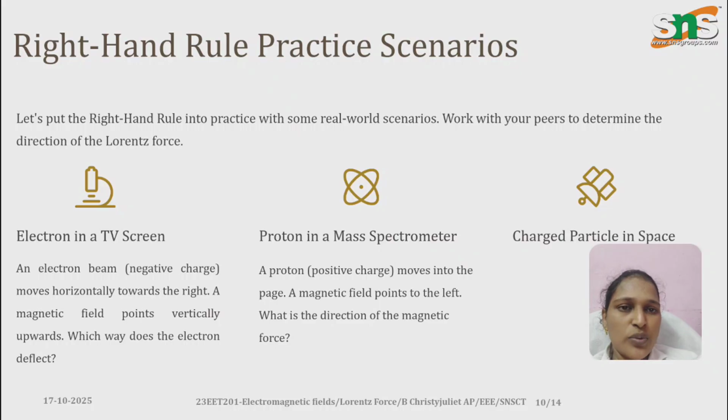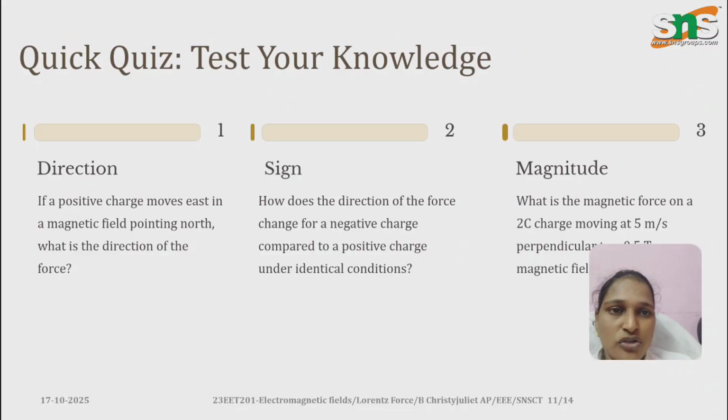We can visualize this with the help of an electron in a TV screen, in which an electron beam moves horizontally towards the right, through which we can easily detect the electron deflection, because that deflection is a result of this Lorentz force. Also the proton emission in a mass spectrometer, in which you need to find the direction with the help of this right hand rule, and also the movement of a charged particle in space can be analyzed with the help of this right hand rule.